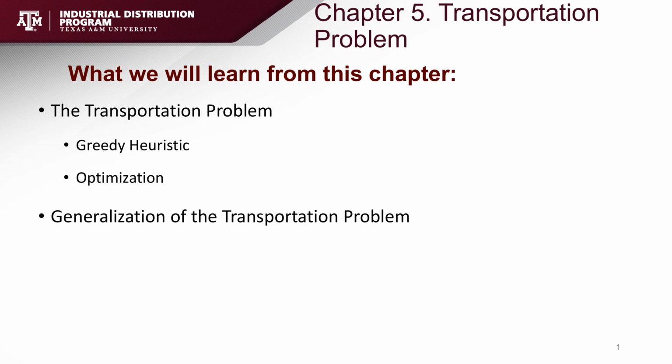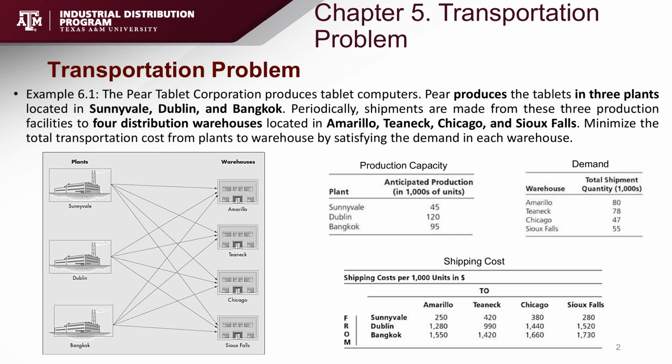We will basically write the Pair Tablets problem down as a formal optimization model: parameters, decision variables, constraints, and objective. Then we generalize it, from this one Pair example into the compact closed form notation you'd actually use on a real network. Now let's reconsider Example 6.1, the Pair Tablet Corporation.